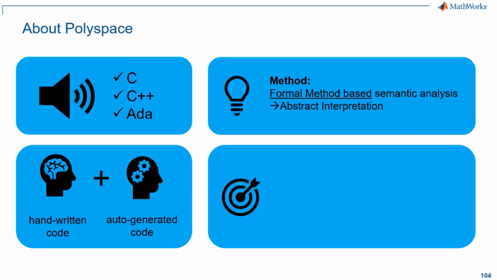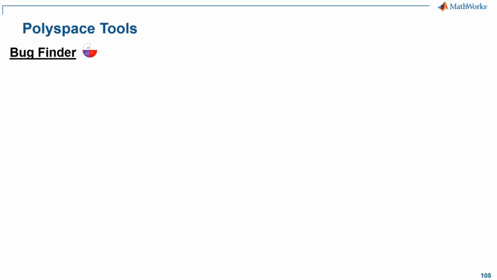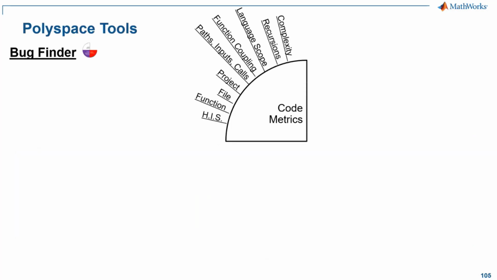And what are the key goals of Polyspace? The key goal is to find runtime errors such as division by zero, overflow, or out of bound array index, for example; comply to coding standards like MISRA or cybersecurity with CERT-C; provide you code metrics; and most importantly, prove the absence of error. That is what Polyspace is about. And now that is the Polyspace tool feature and landscape.